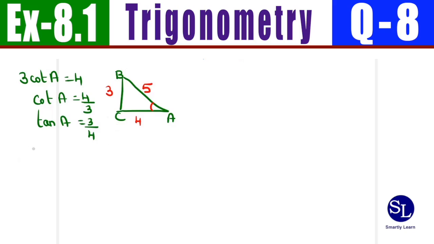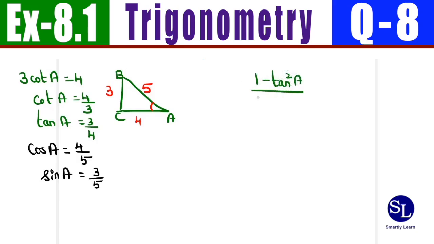So let's generate the other ratio, which is cos A. Cos A is adjacent by hypotenuse, so it's 4 by 5. Sin A is opposite by hypotenuse, so it is 3 by 5. So now that we've got everything, let's take up the expression that was given to us. We are supposed to evaluate (1 minus tan squared A) by (1 plus tan squared A) and check whether it is equal to cos squared A minus sin squared A.